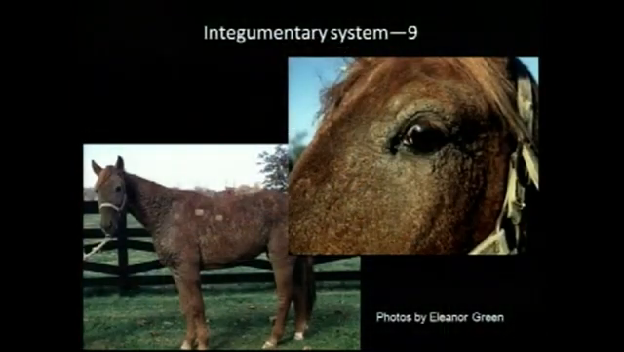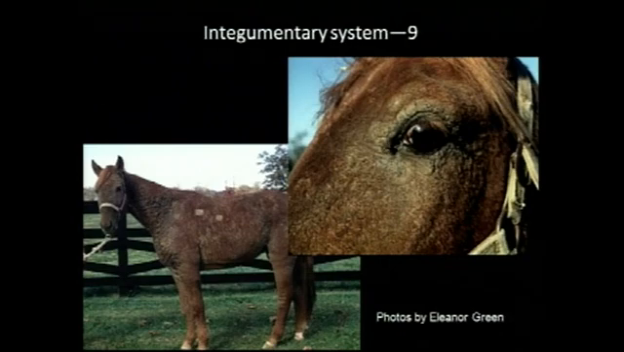Integumentary system, slide 9. These are clinical photos by Eleanor Green, one to show that the entire horse's body is affected, and then a close-up of the face to show a couple of things: that the lesion we're seeing is the shedding of these leaf-like scales all over the skin. It's a very hyperkeratotic disease. It's also exudative, so we get the idea that the hair is matted together and that there's crust formation in addition to just the hyperkeratosis.